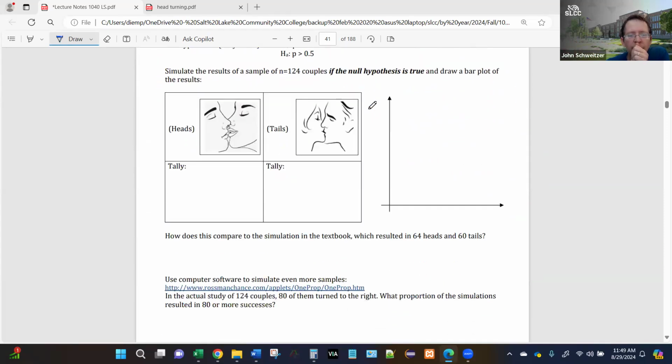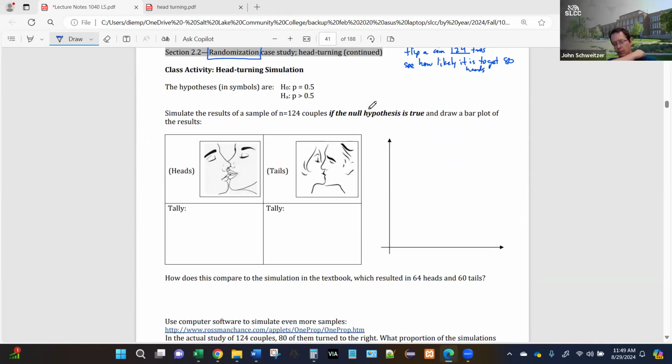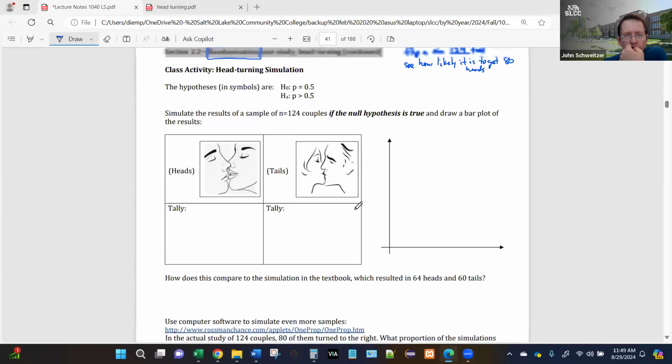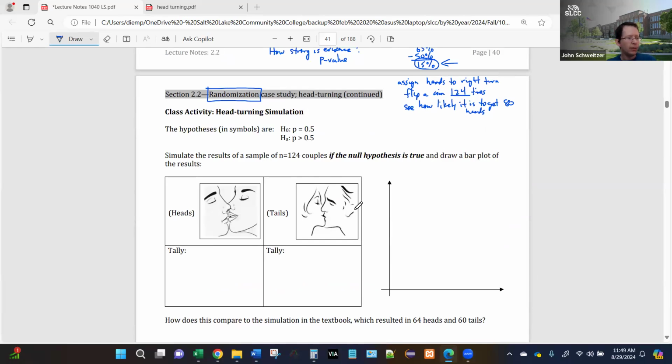Well, now we're basically going to flip that coin a bunch of times using software to help us get a better feel for how unlikely this is. So we're going to go to this applet that we have, and we're going to flip 124 coins very quickly using the applet. And then I think we'll see why this paper was so convincing to so many people. What we're going to find is that 65% is very, very convincing. So let's go over to our applet and do this in a different way.